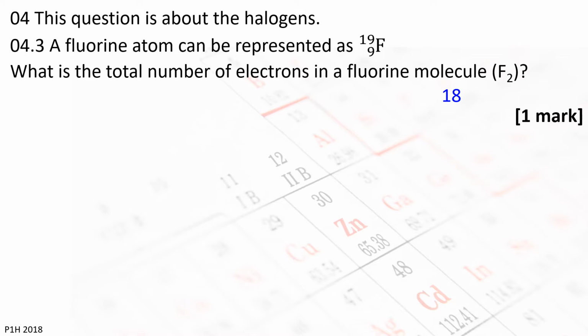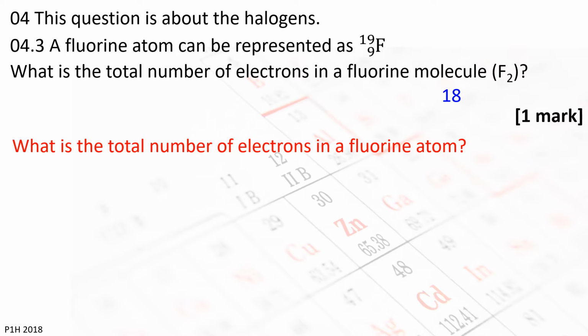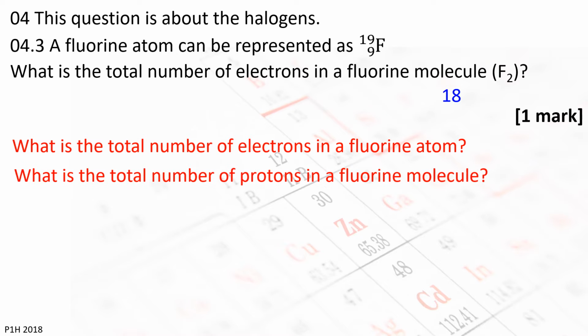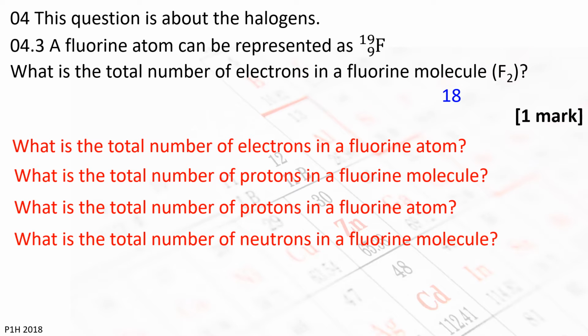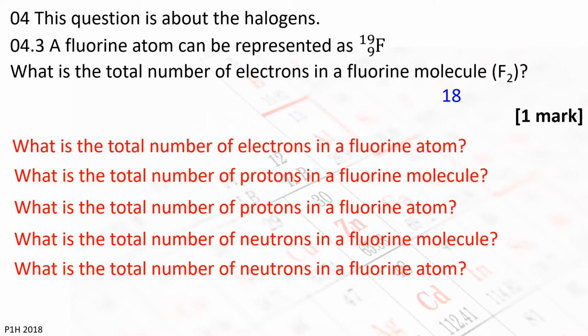We can go a little bit further with this question to help our revision, and we can think about the total number of electrons in a fluorine atom, the total number of protons in a fluorine molecule, total number of protons in a fluorine atom, total number of neutrons in a fluorine molecule, and the total number of neutrons in a fluorine atom. So you can get a little bit more out of this question by having a go at some variations there. So if you want to pause the video at this stage and have a go.